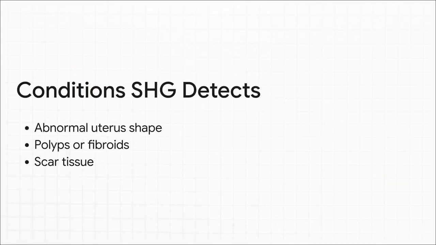So what are they looking for? Well, the SHG can reveal an abnormal shape of the uterus. It can spot irregular growths, which, by the way, are often just benign polyps or fibroids. It can also identify the presence of scar tissue.